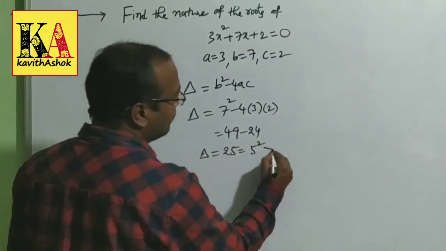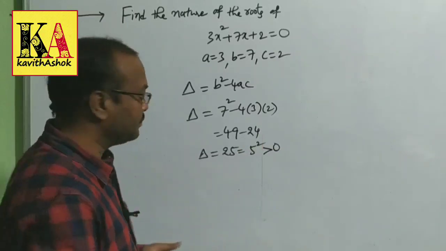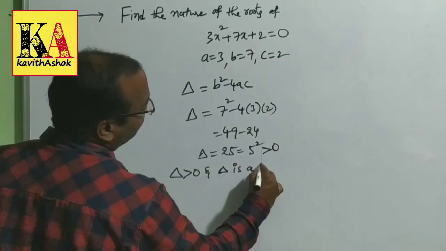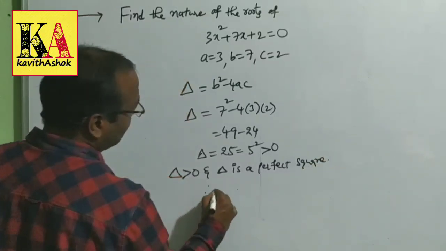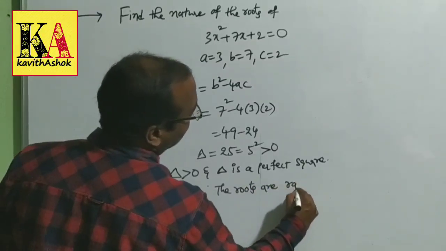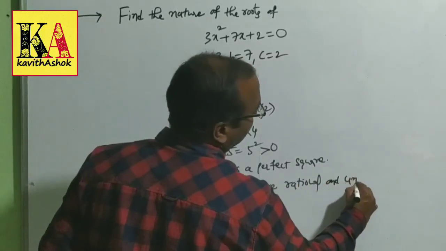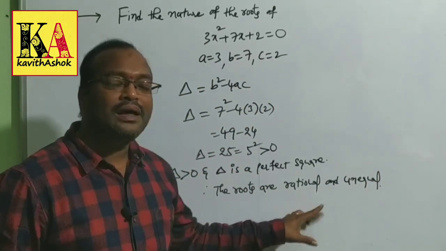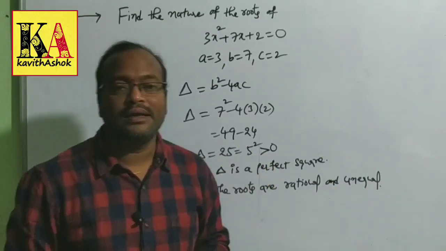So delta is a positive value, delta greater than 0, and delta is a perfect square. Therefore, the roots are rational and unequal. We are getting the roots as rational only but unequal. Different roots we can get. Why? Because delta is a perfect square. Like this we can calculate the nature.